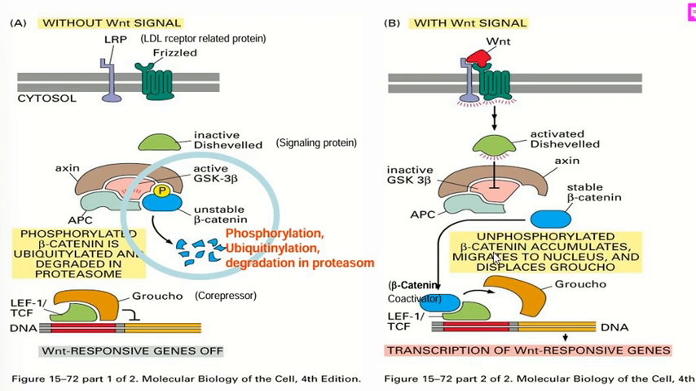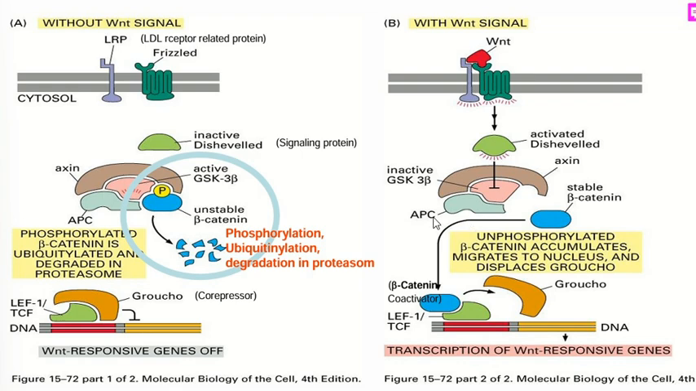It migrates to the nucleus and displaces Groucho. Actually, this beta-catenin migrates to the nucleus and binds with LEF1 and TCF. As a result, Groucho is removed and the transcription of WNT responsive genes is on. Why does this matter? This is the initiation event of colorectal cancer.